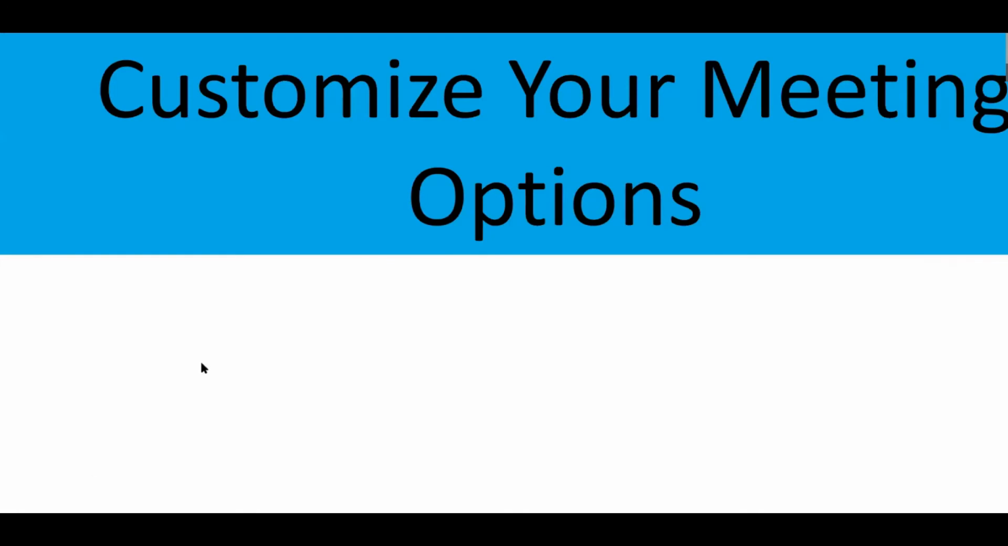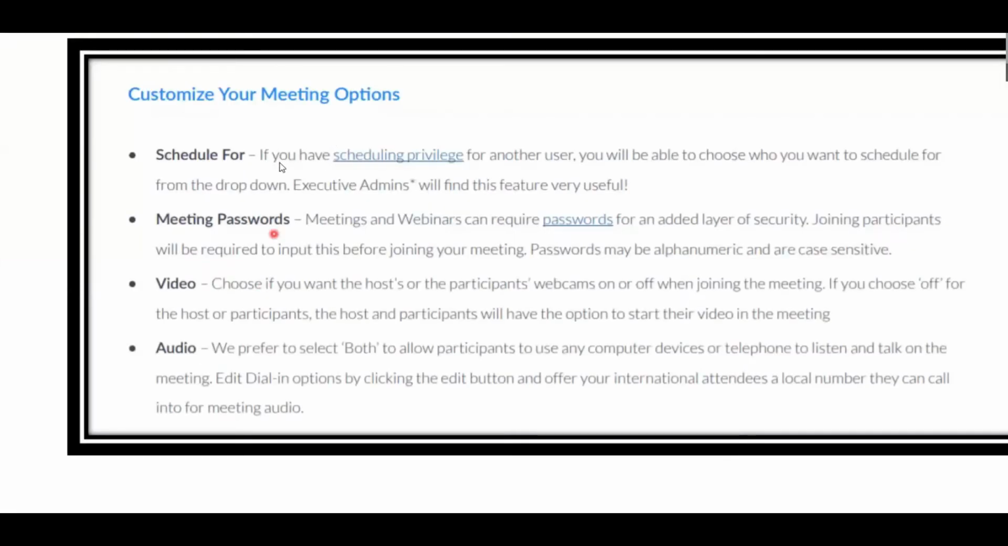So how do we customize our meeting options? So on a basic plan, you cannot do this one. You can't schedule for another user. This is for the paid plan. However, for your basic plan, you will have your meeting passwords, and this is an added security. So it will be passwords, maybe alphanumeric and case sensitive as well. You can choose to allow yourself and your participants to join with their video or not.